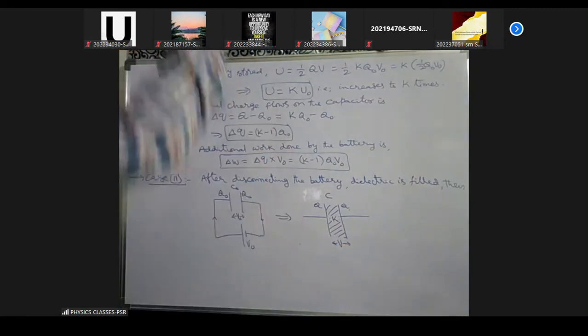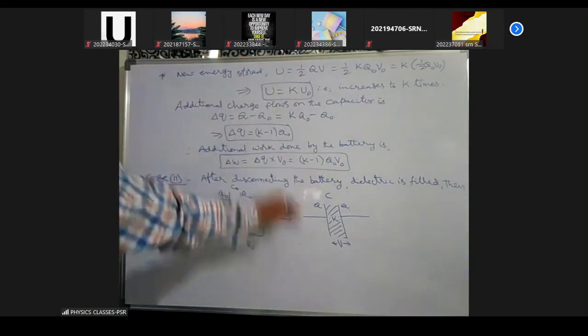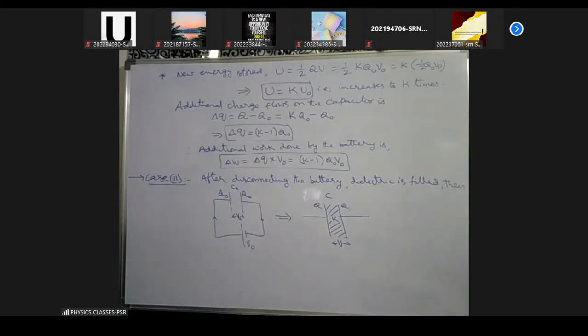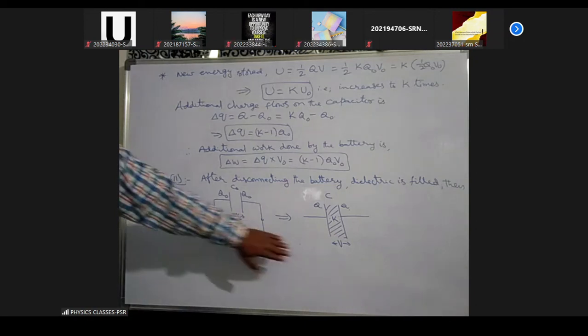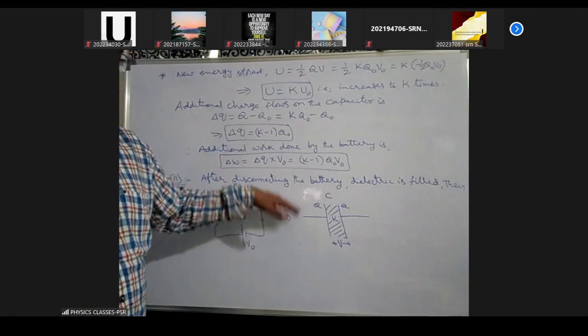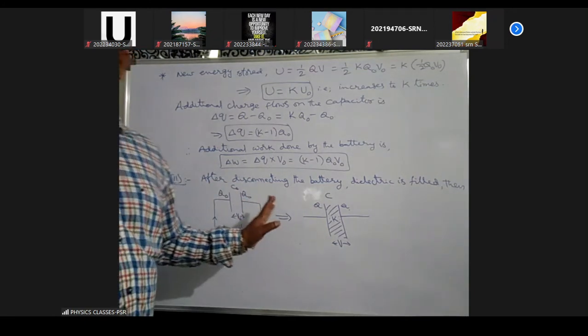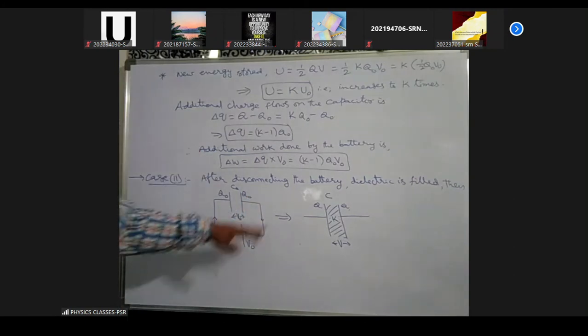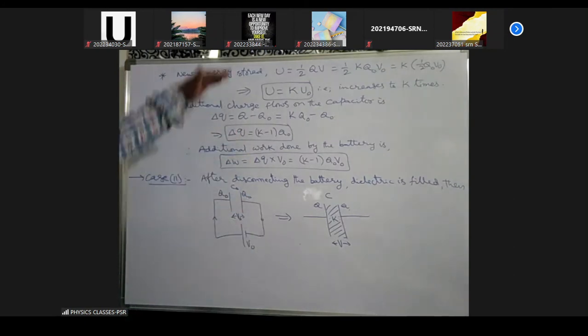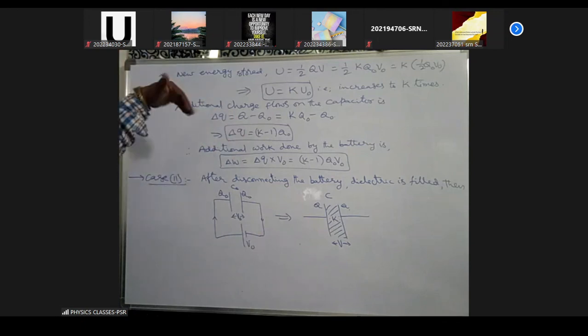Now we can find out all the points in the previous case here also. What about Q? Q remains same or different? Same, sir. Why? Because there is no battery. That's why no further charge flows onto the plates. That's why Q is equal to Q0. That means charge remains the same. We will derive all the cases like in the before case in the next class.